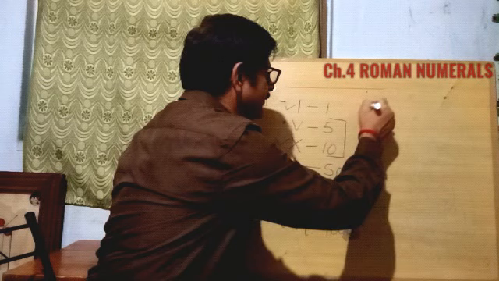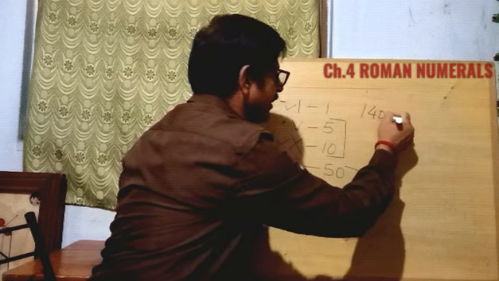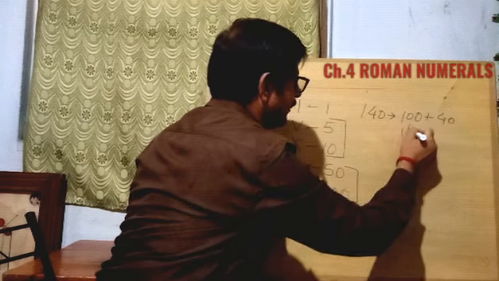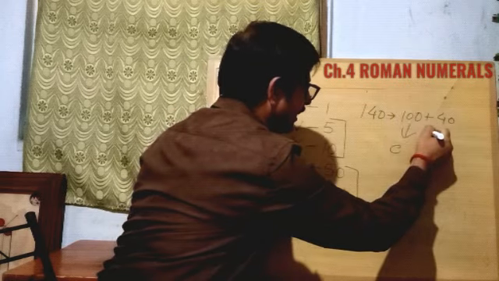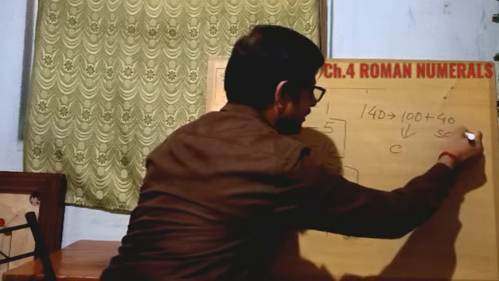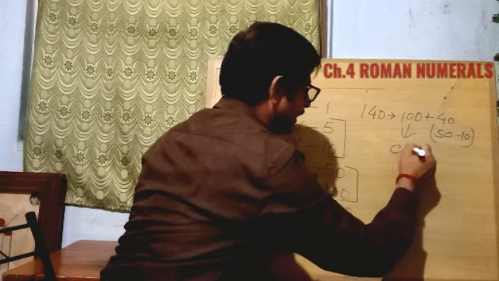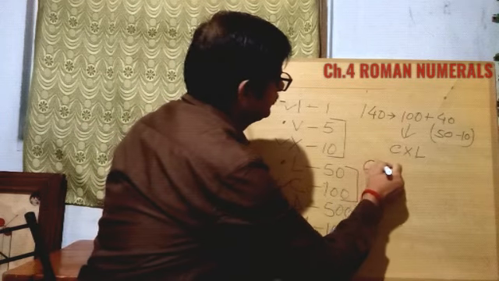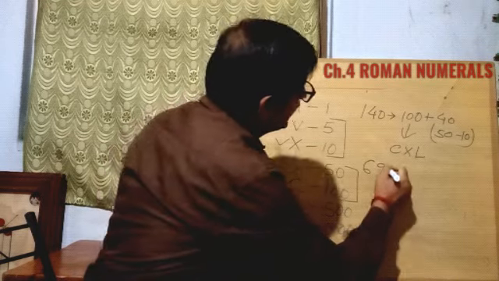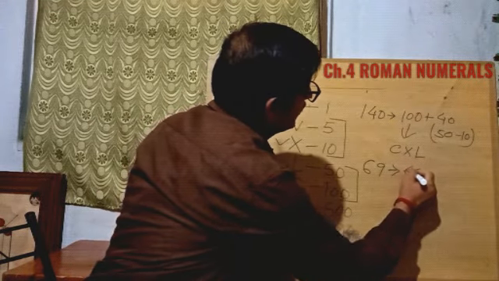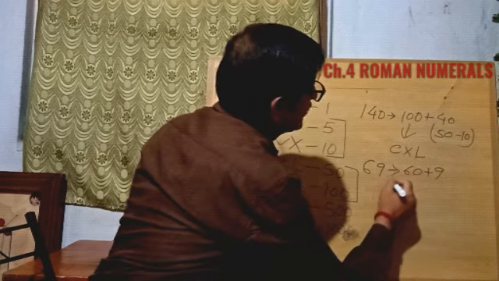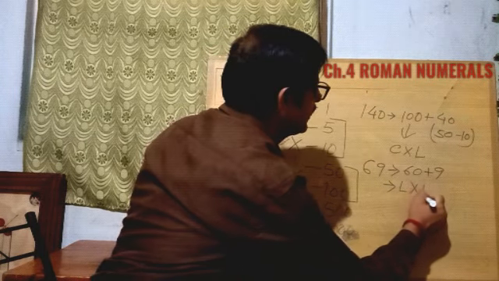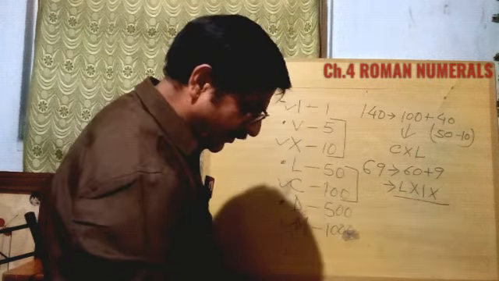Let us try to write this 140. It is 100 plus 40. 100 we already know, C stands for 100, and 40 is 50 minus 10, and 50 minus 10 is simply XL. Isn't it? Write 69. It is 60 plus 9. 60 is 50 plus 10, that is LX, and 9 is IX, so 69.